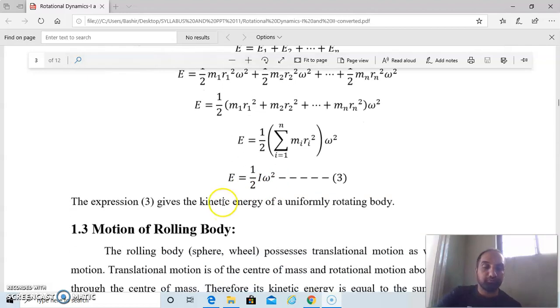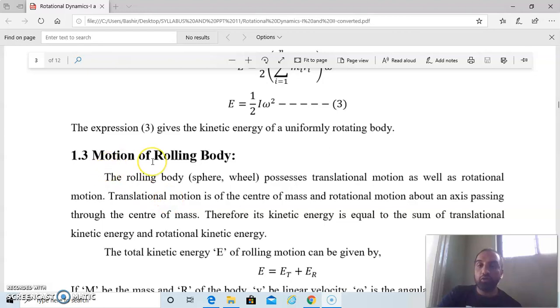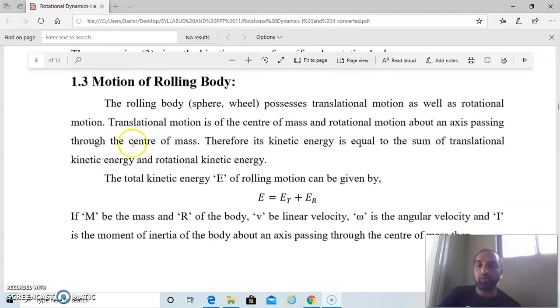that point O. Now see the motion of a rolling body. Suppose the body is a roll. A rolling body possesses translational as well as rotational motion. Translational motion is at the center of mass, and rotational motion is about the axis passing through the center of mass. For example, the coin is rolling on the surface. So what will happen? The center of that coin possesses the translational motion, and all other particles in that coin possess the rotational motion.